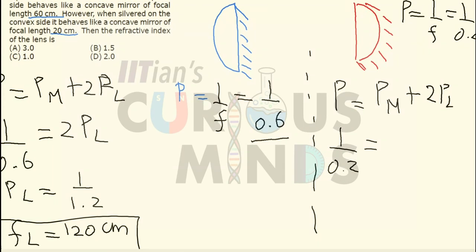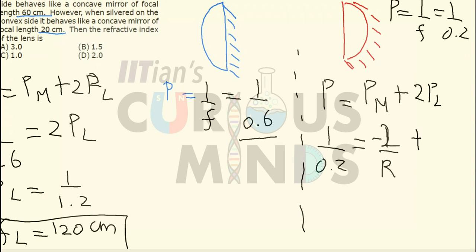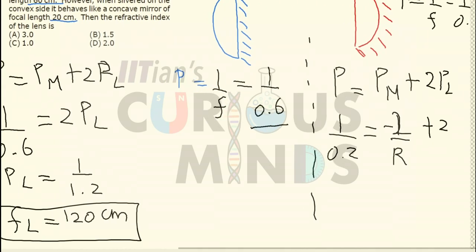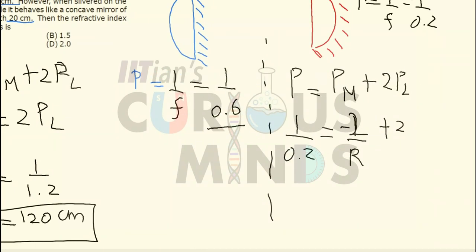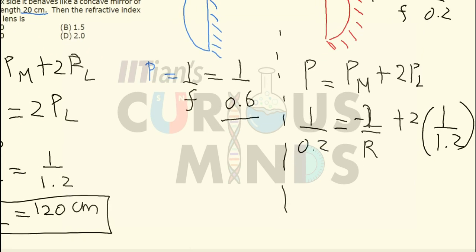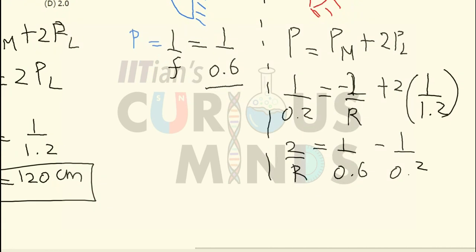Now the power of the concave mirror will be equal to minus 1 by f, and the focal length can be written as r divided by 2. So minus 2 by r plus 2 times the power of the lens. The power of the lens is already found out as 1 divided by 1.2. So 2 by r will be equal to 1 divided by 0.6 minus 1 divided by 0.2.